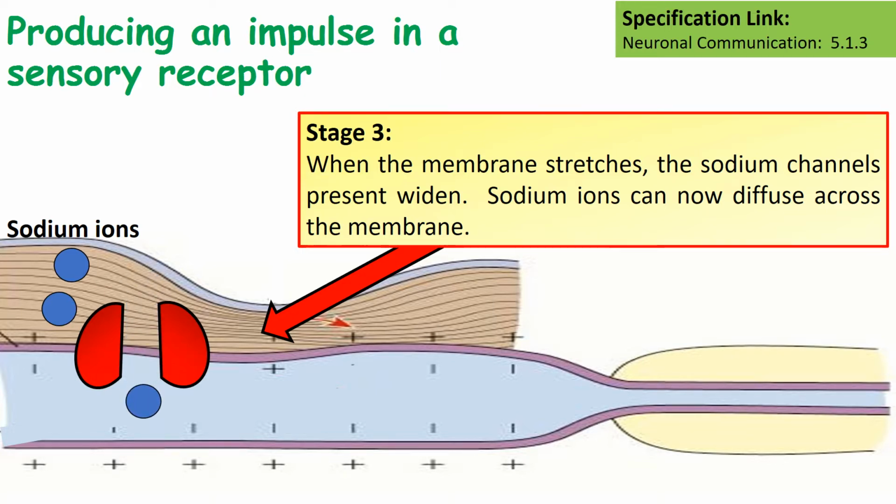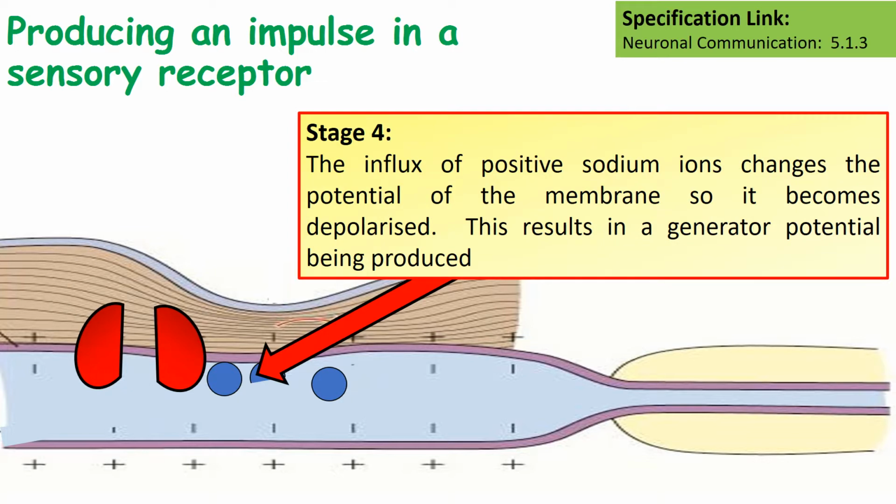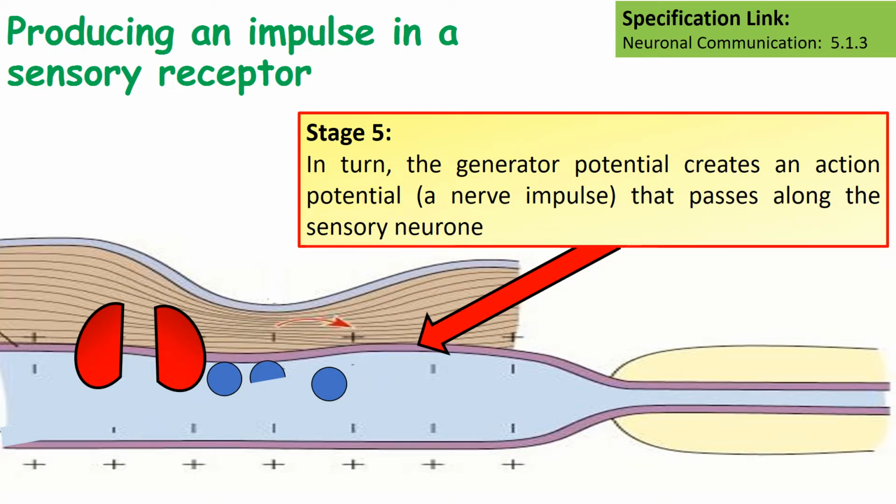Sodium ions can now diffuse across the membrane through this sodium channel. The influx of positive sodium ions changes the potential of the membrane so it becomes depolarised. This results in a generator potential being produced. In turn, the generator potential creates an action potential or a nerve impulse that passes along the sensory neuron.